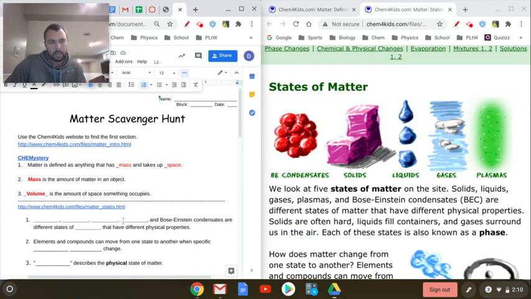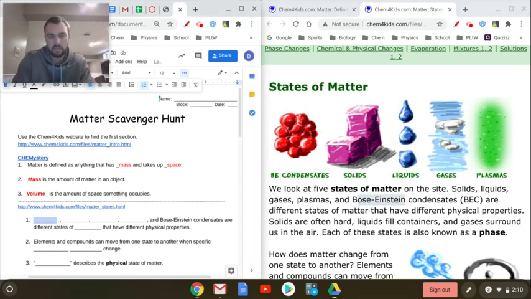Okay, blank, blank, blank, 4 things, and Bose-Einstein condensates are different states of blank that have different physical properties. Okay, let's start reading. 1, 2, 3, 4 things. Okay, we'll look at 5 states of matter on the site. Solids, liquids, gases, plasmas, and there's this Bose-Einstein condensates, BECs. So let me put this in here.